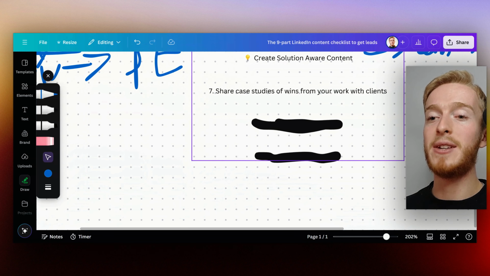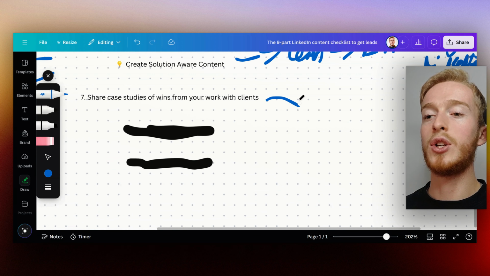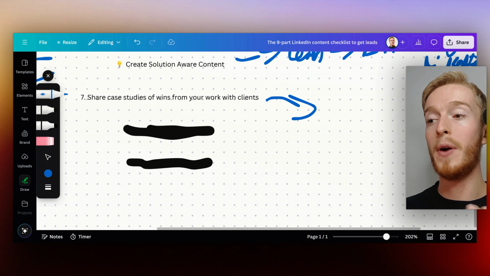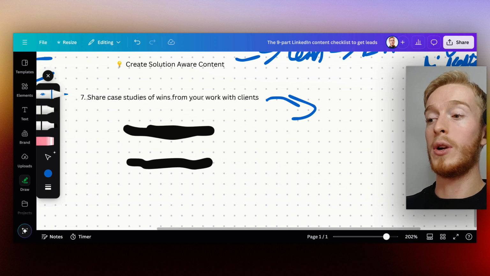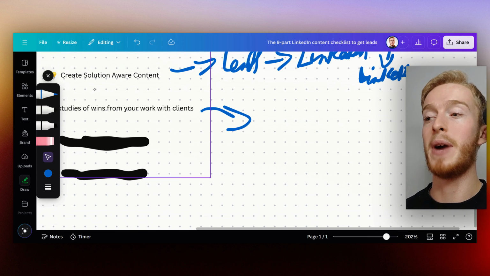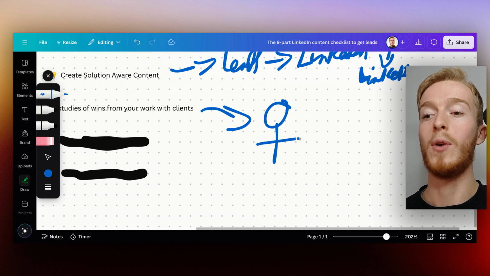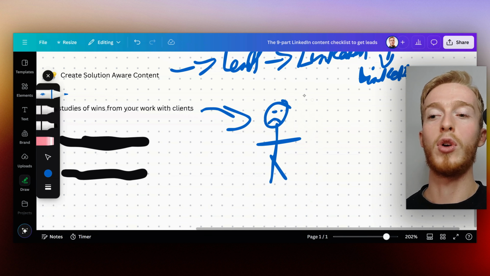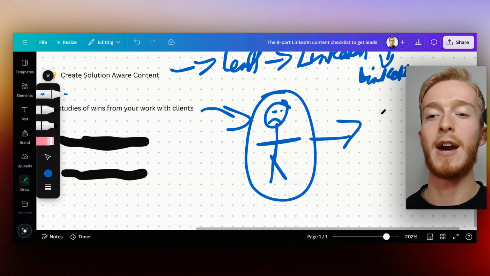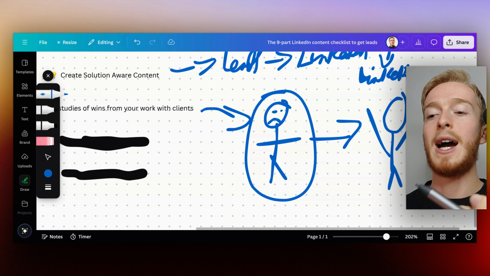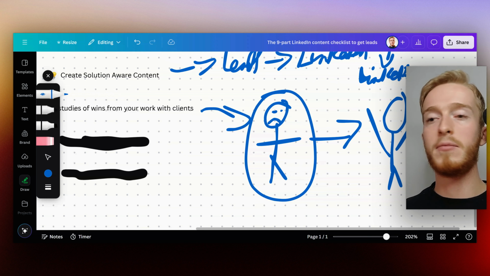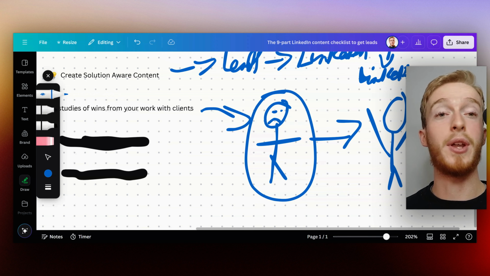So, arguably, the best thing you can be doing here is sharing any form of social proof. But for this, case studies of, say, wins from your ideal client, or at least from the clients that you work with, is going to be best. Because if you can literally show, hey, you are currently here, or my client was here and I helped them get from here to here in, I don't know, X amount of days, or with whatever it was, and I can help you do the same. It's a win-win. It's a no-brainer to the people that are solution aware.